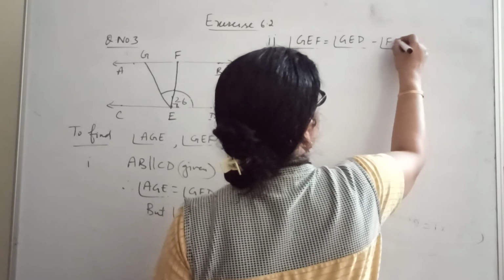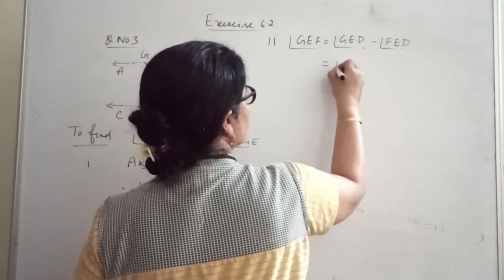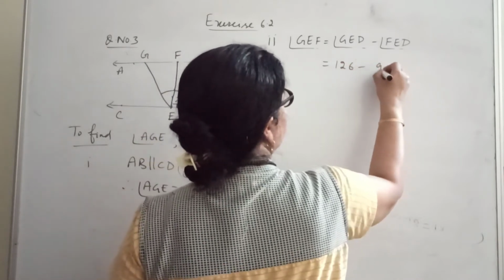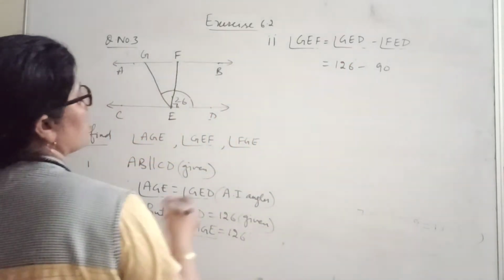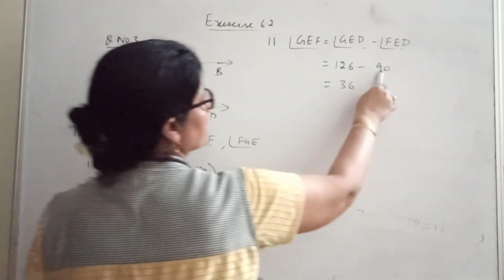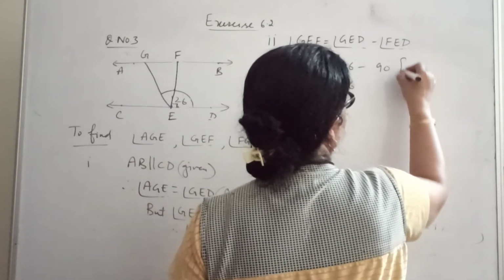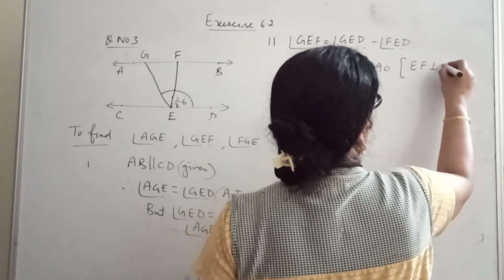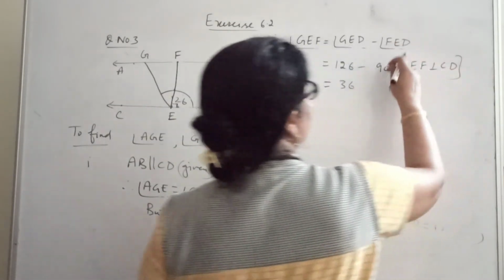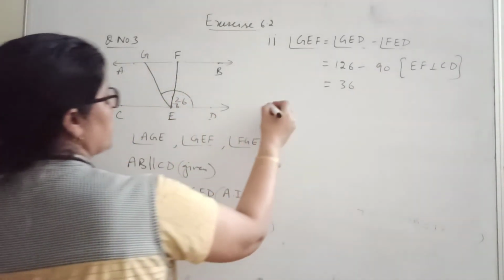GED minus FED. What is GED? 126. What is FED? 90. Therefore, this angle will be 36. Who told you this angle is 90? Because EF is perpendicular to CD. Therefore, we have written this angle as 90. This is second part.